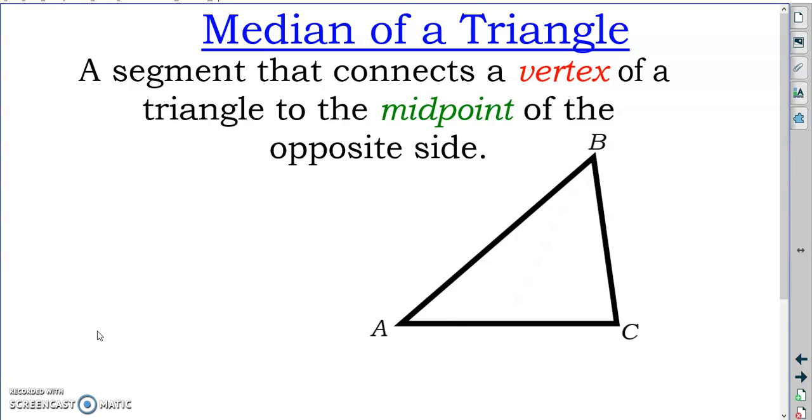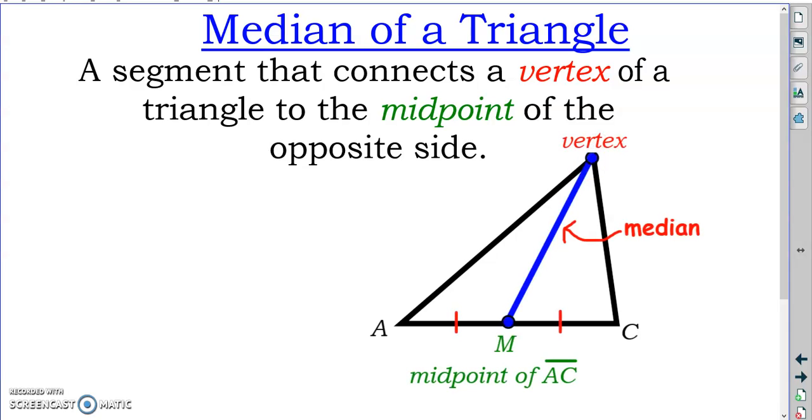halfway point. So for example, we have a median from the vertex B all the way to the midpoint M on the opposite side. So you can see segment AM and segment MC are congruent because M is the midpoint, so it cuts this segment AC in half.